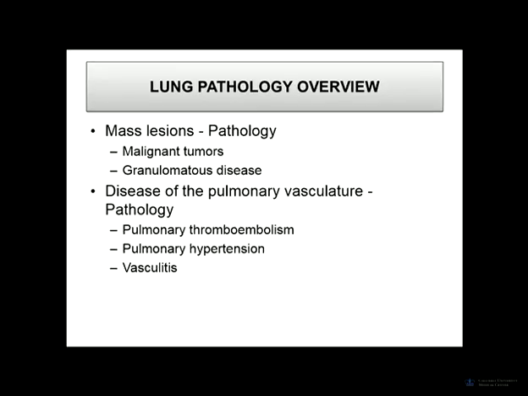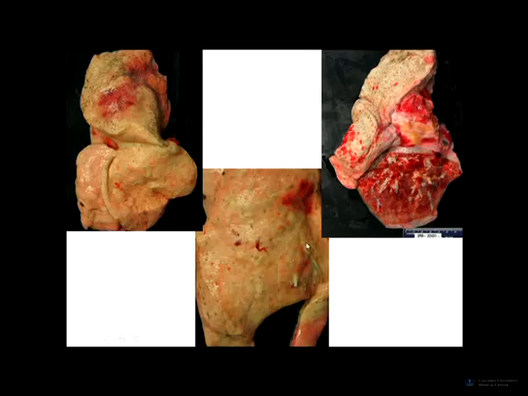And in the end, we're going to discuss mass lesions, albeit very briefly, just because they're very common entities and they're in the lab as well. And we're going to talk briefly about disease of the pulmonary vasculature, because, again, this is an important part of disease states in the lung, including pulmonary thromboembolism, another very common problem.